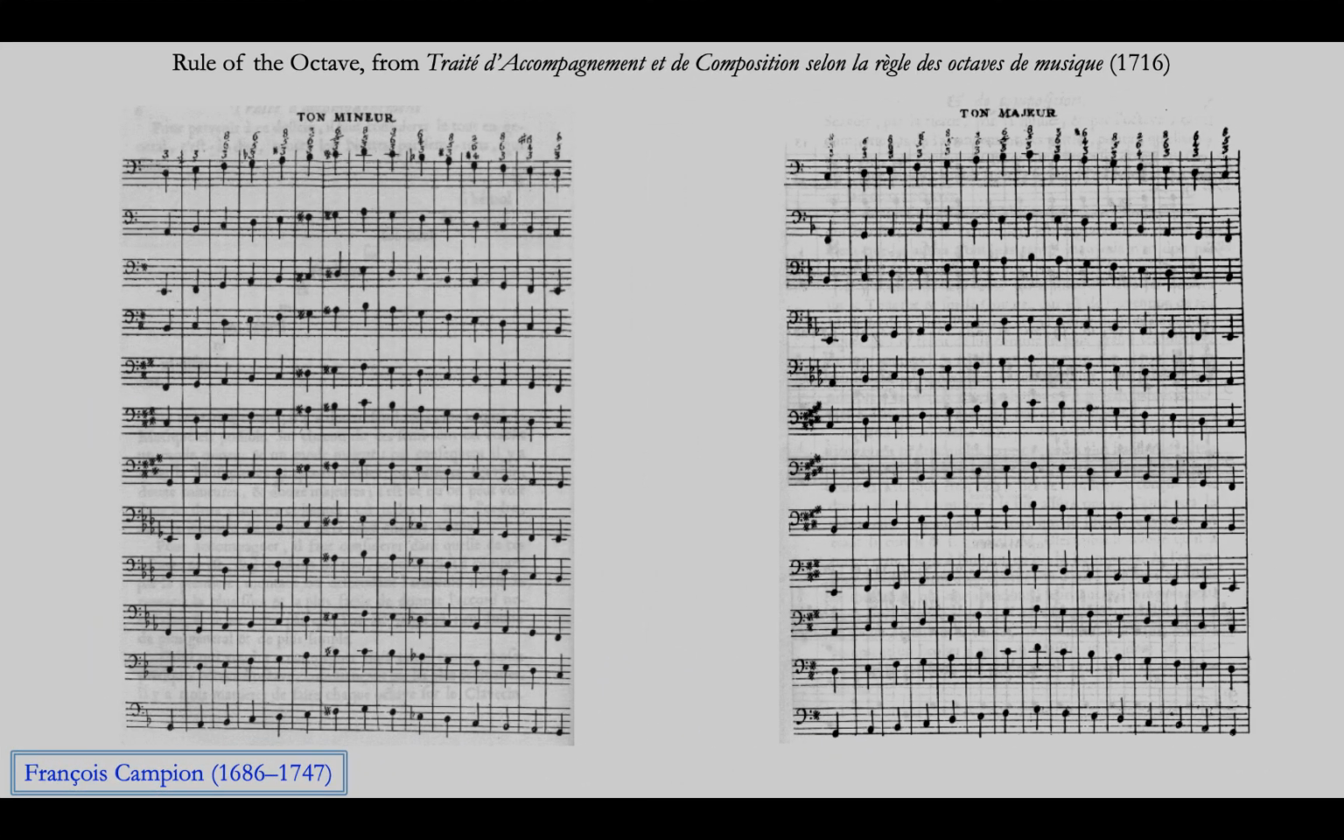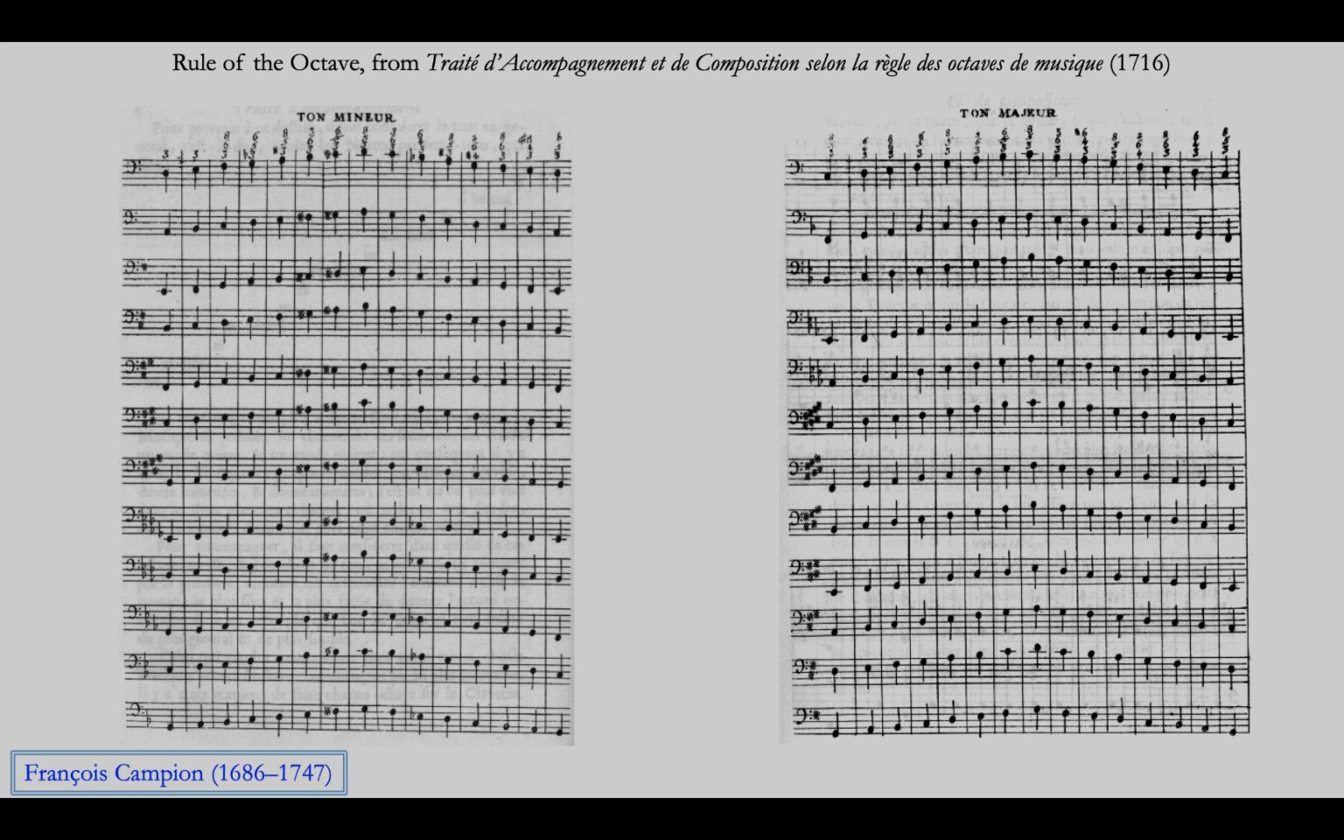I'd like to devote the remaining time on this video to one other subject. We've been learning about the rule of the octave, which was popularized in a publication by François Campion, dating from 1716. Campion was a professor of accompaniment, which really meant figured bass realization. He played plucked instruments like the lute and the theorbo, and his claim to fame is la règle de l'octave, the rule of the octave.